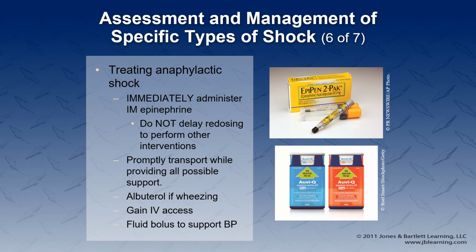Albuterol is absolutely indicated, especially if they're wheezing, but it's a beta agonist, so is epinephrine. You'll get the same effect. Is it reasonable to do both? Absolutely. But epi first, epi often. Everything else is a bonus.